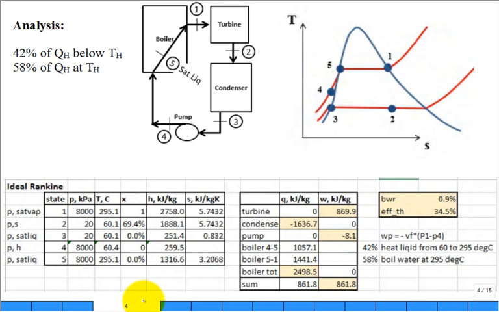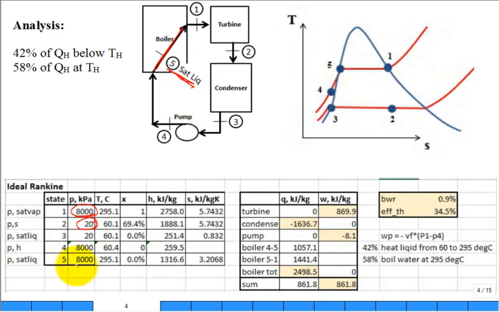So one of the things I did that I didn't do last time, but since then, I went and took that same problem, the same problem of 8 megapascal boiler pressure and 20 kilopascal condenser pressure. I introduced a fifth state, which is not needed in analysis, but it helps add insight. And what is the fifth state?